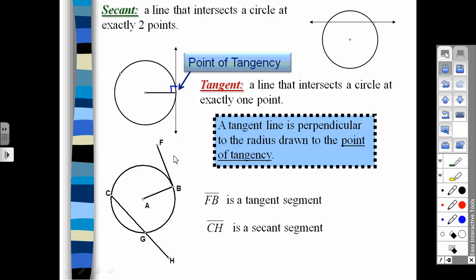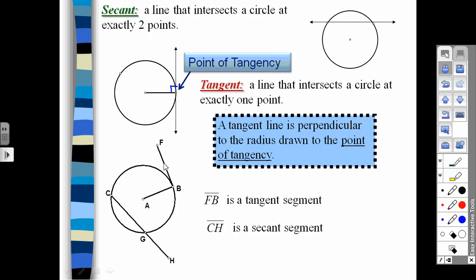Now, sometimes we don't deal with lines, we deal with segments. And the same rule follows, that the difference between the tangent segment and the secant segment is that the secant has to intersect it twice. Whether it shows it happening all the way through, or you could potentially extend the chord or the segment or the line to intersect the circle at 2 places.